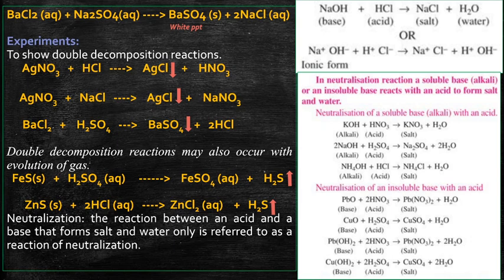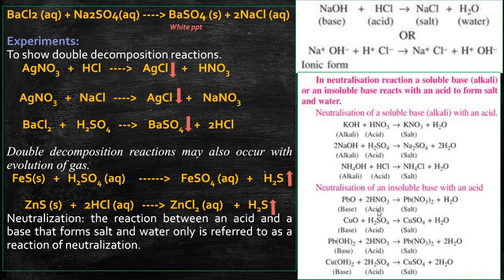Okay, then in neutralization reactions, a soluble base, which is nothing but an alkali, or an insoluble base reacts with an acid to form salt and water. Some examples: sodium hydroxide and potassium hydroxide react with acids to form salt and water. These are soluble bases and these are insoluble bases: lead oxide, copper oxide and so on. Even then, they react with acids to form salt and water, the respective salt.